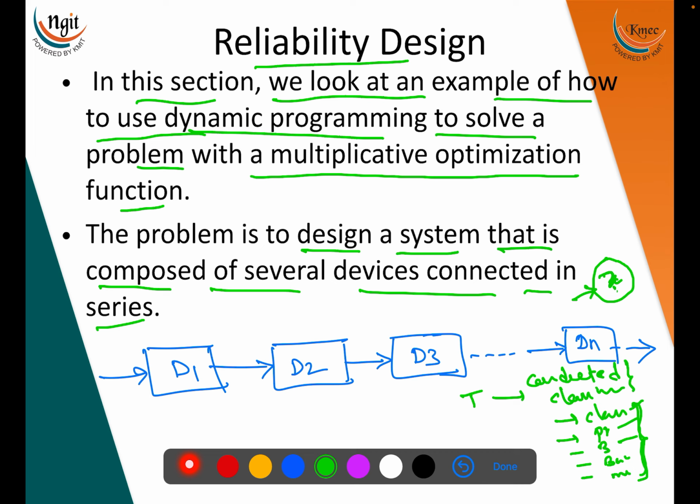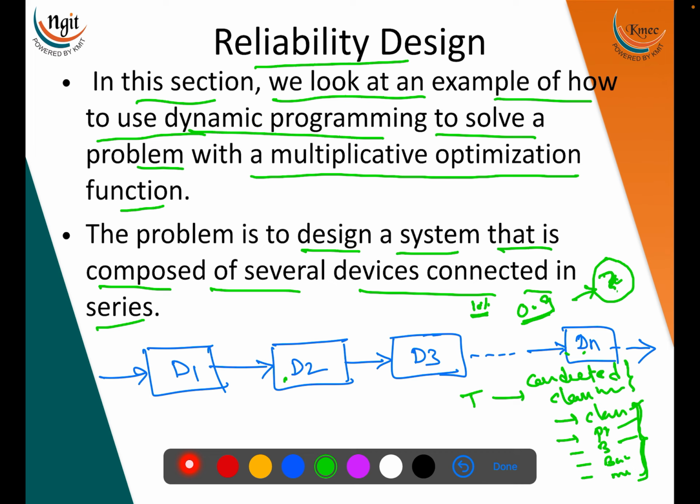Now, assume that the reliability is 0.9. That means the working condition of this object is 0.9, that means 90%. So the 10% is there, no? The 10% is the failure case. Now, let us assume that I have taken these devices, D1, D2, D3 up to Dn. You can have any number of devices.